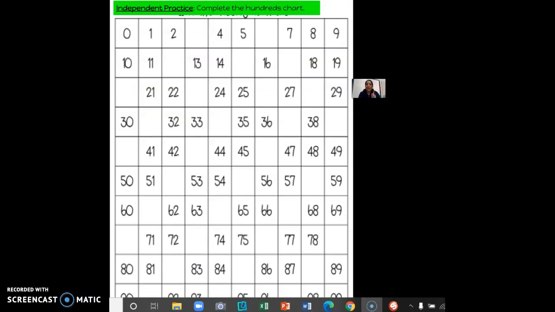The first assignment for today, you are going to complete this hundreds chart. You completed it yesterday, so just go ahead and practice and complete it again today. So you are going to find these blank spaces and fill in the numbers that are missing. And you can also use your hundreds chart if you need to double check your numbers.